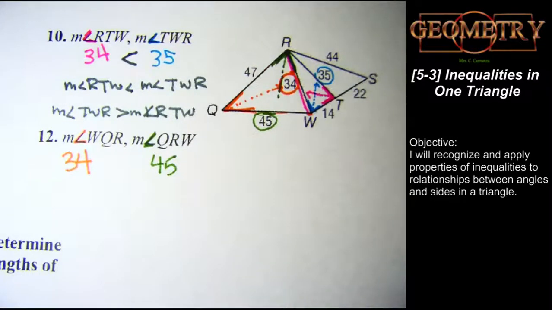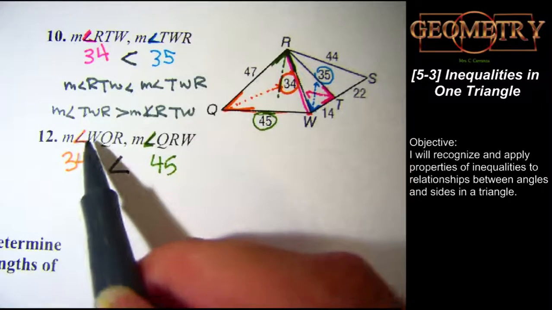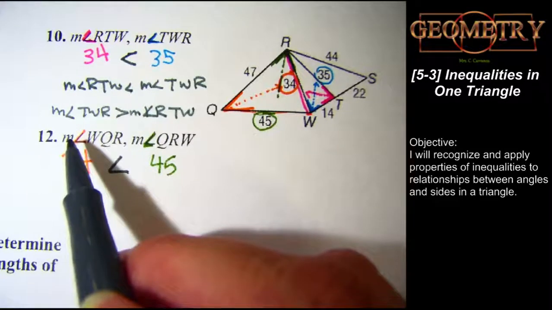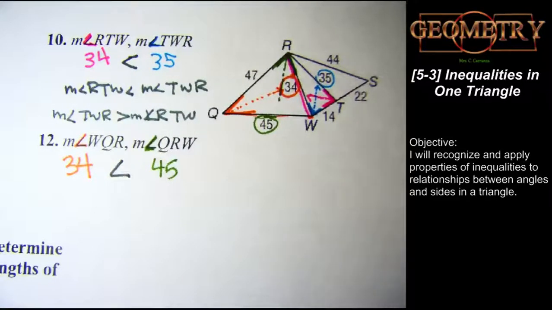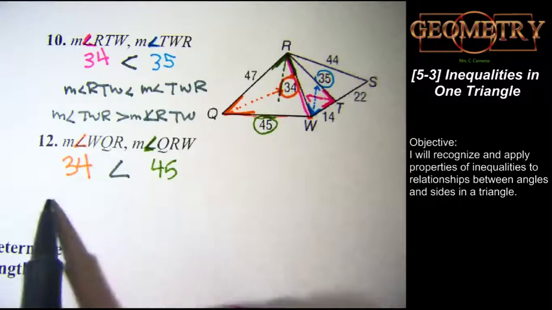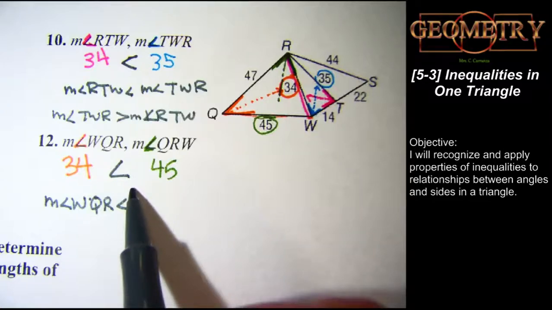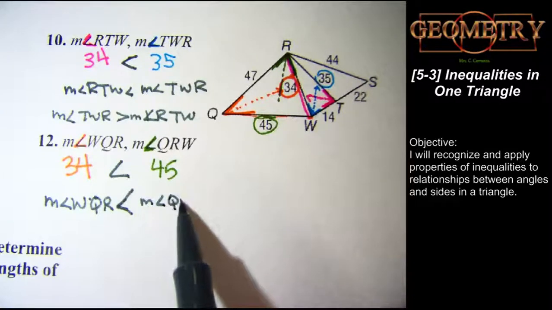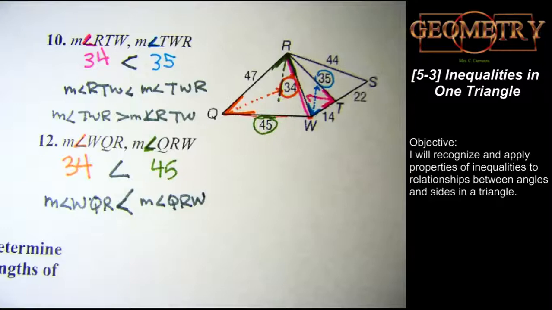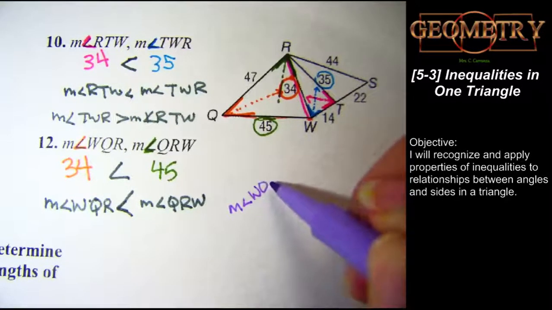Between 34 and 45, which one is bigger? 45. 45 is bigger. And so this angle is larger in measure than this angle. I still don't know what those angle measures are, but I know that whatever they are, this one has to be bigger than this one. And so we would write our relationships like that. Or if you wanted to, you could write it the other way. No one is going to stop you.